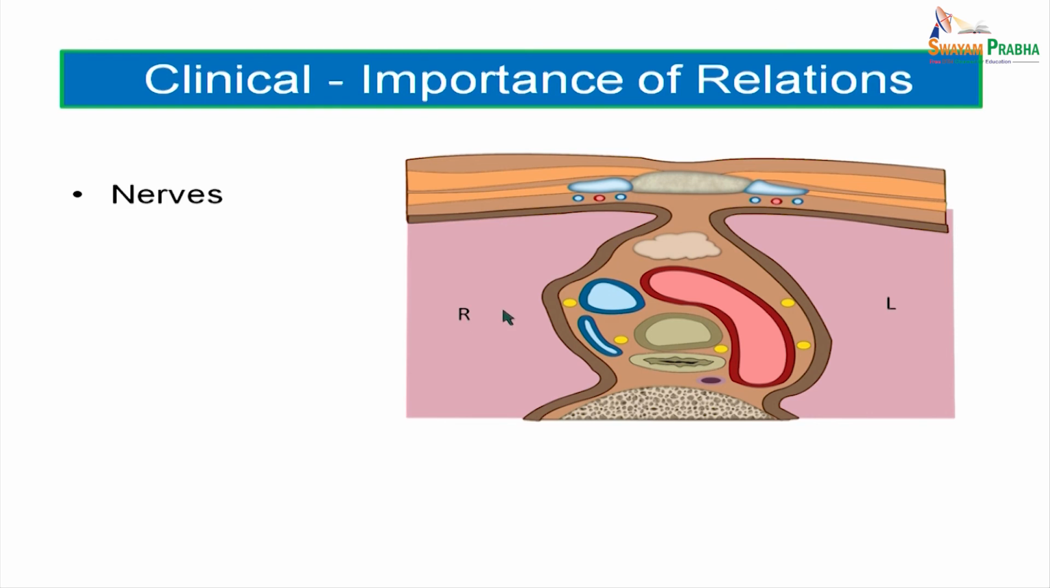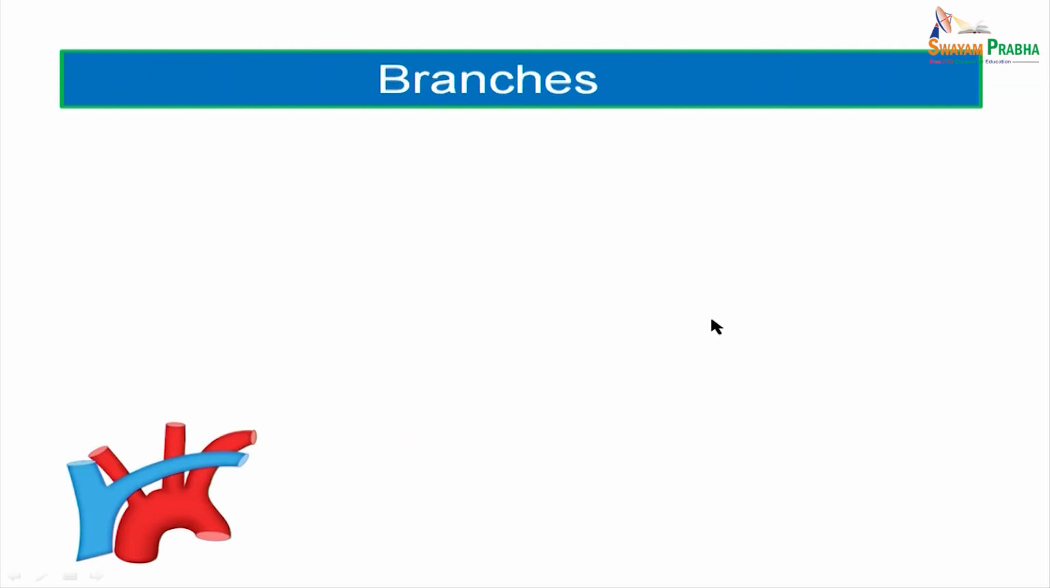So, if it compresses on the nerves, then you can have hoarseness of voice when it compresses on the recurrent laryngeal nerve. You can have some pathology in the diaphragm if the phrenic nerve is compressed, and so on. Similarly, if it compresses on the veins, then there can be venous engorgement and bloating of the face. If it compresses on the trachea, it can result in dyspnea, and esophagus, it can result in dysphagia. So, all these clinical symptoms due to compression of these structures tell us the importance of these relations to the arch of aorta. Next, we will move on to the branches of the arch of aorta.